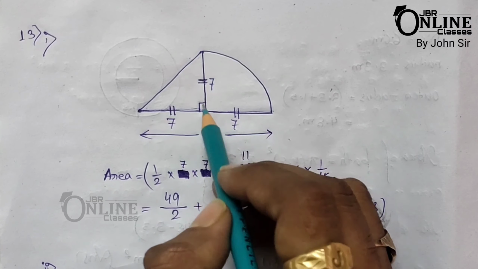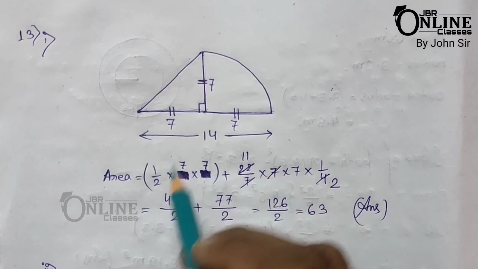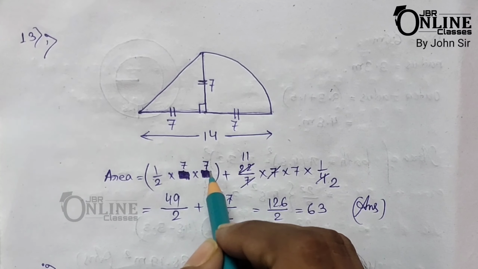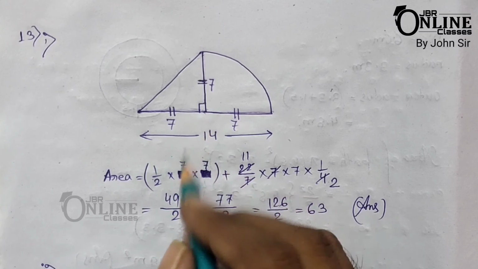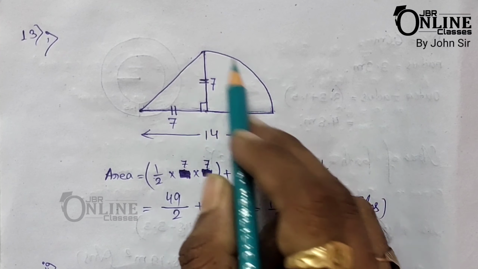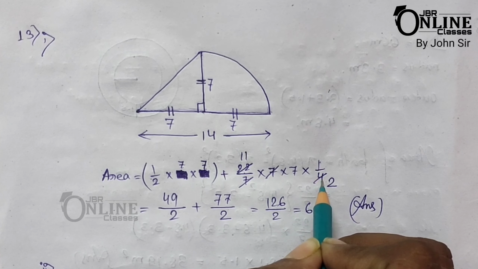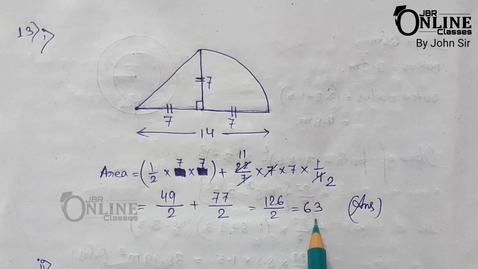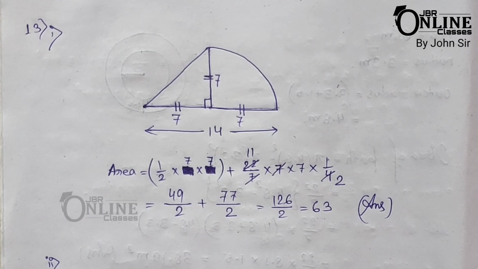So here in this triangle, the formula of the area of the triangle is half into base into height. That is the area of a right angle triangle, half into base into height. And the next thing is you have to find out 1/4 of the circle, so pi r square into 1/4, as r is the radius. So finally you will get 63 as the total area of that diagram.